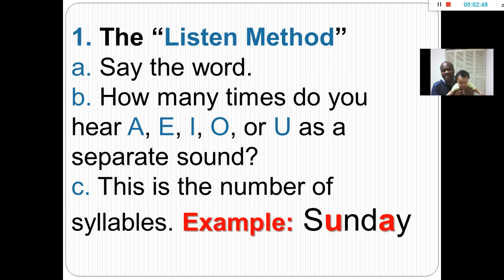Example: I'll say the word. The word is Sunday. Sunday. And number two, how many times do you hear A, E, I, O, or U? I can hear the U, and I can hear the A. I hear U, that is the sun. Then I hear A, that's the day. So Sunday has two syllables. Disyllabic word, two syllables. Okay, let's move on.